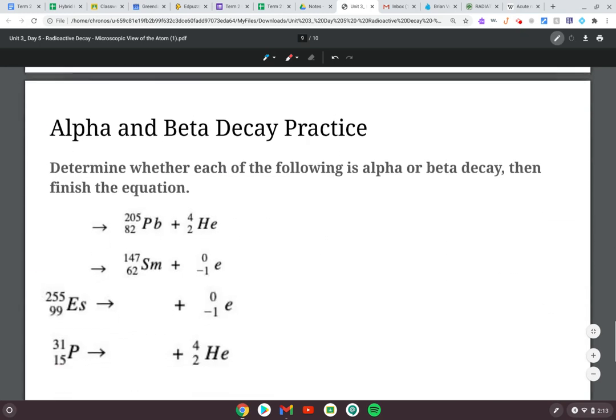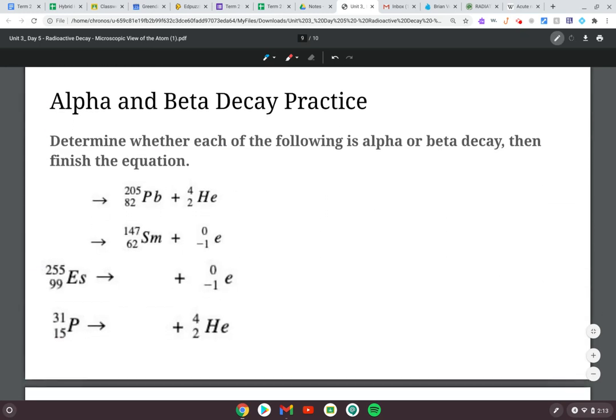All right, so here's some practice that we need to talk about for a second. The first thing you have to do when you're looking at these is identify whether alpha decay or beta decay is going on. You probably won't see anything with gamma decay, in large part because gamma decay is pretty simple. It's just a little change in energy.